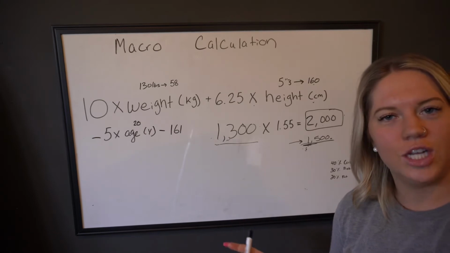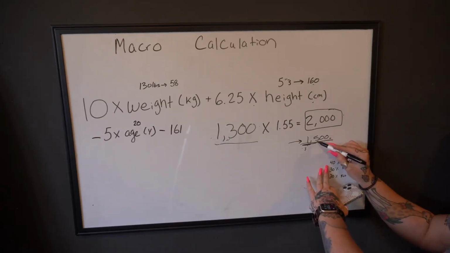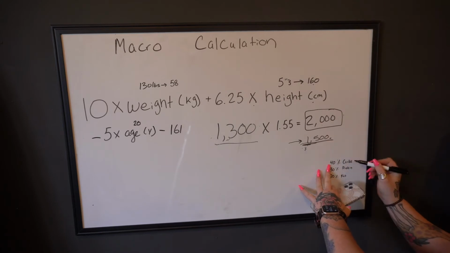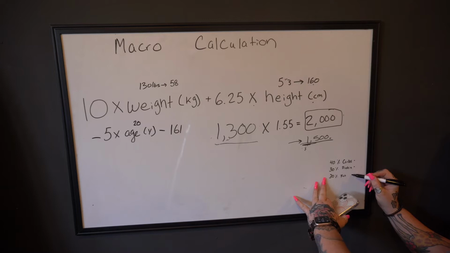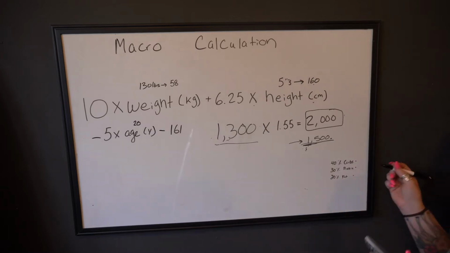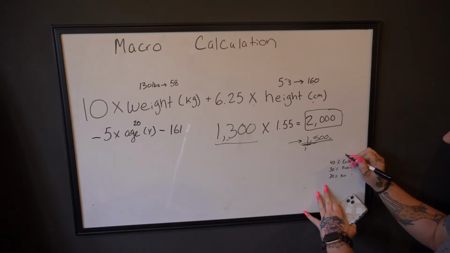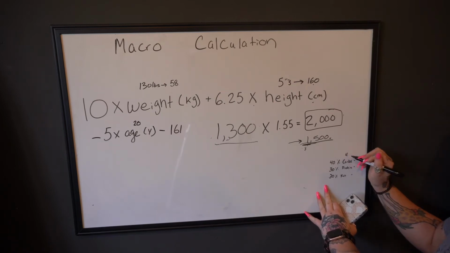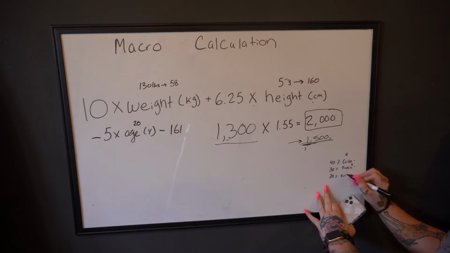But the calculation, sorry, is 40% of this calorie, the 1,500 calorie goal, is carbs. 30% is protein, 30% is fat. Now, typically what I do is, so carbs is 4 calories per gram. Protein is 4 calories per gram. Fat is 9 calories per gram.